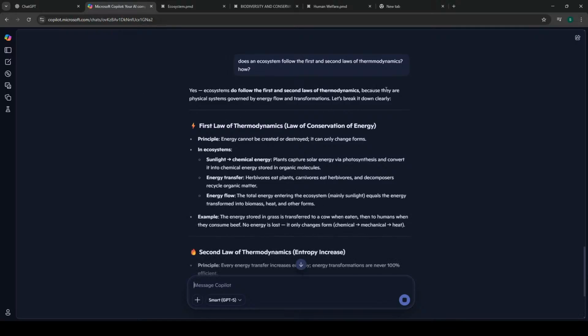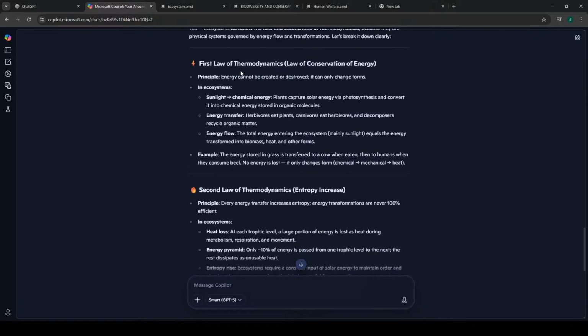Ecosystems do follow the first and second laws of thermodynamics because they are physical systems governed by energy flow and transformation. First law of thermodynamics: energy can neither be created nor be destroyed. In ecosystems, sunlight transforms into chemical energy: plants capture solar energy via photosynthesis and convert it into chemical energy stored in organic molecules. Energy transfer: herbivores eat plants, carnivores eat herbivores, and decomposers recycle the organic matter. Energy flow: the total energy entering the ecosystem, mainly sunlight, equals the energy transformed into biomass, heat, and other forms. Example: the energy stored in grass is transferred to a cow that eats it, then to humans when they consume the meat. No energy is lost, it only changes from chemical, mechanical to heat.